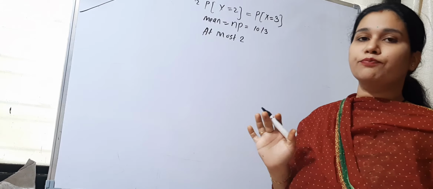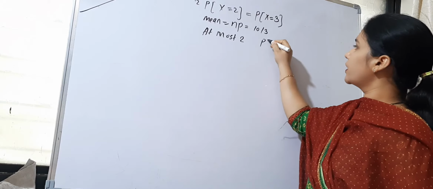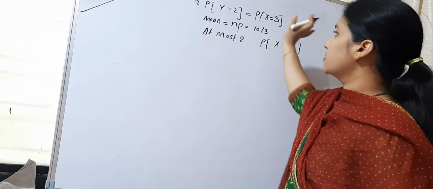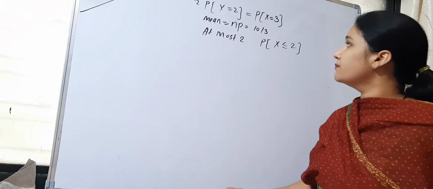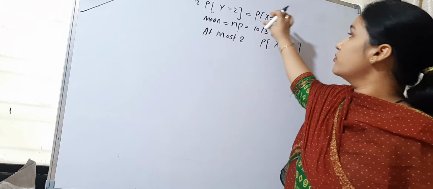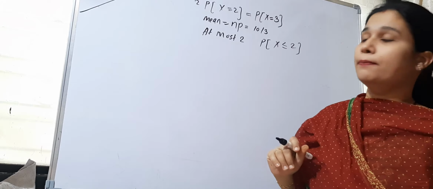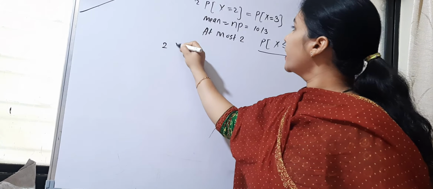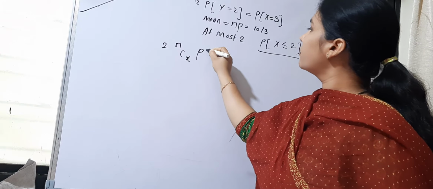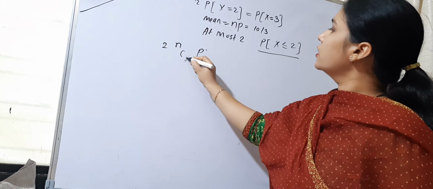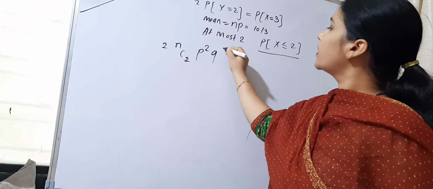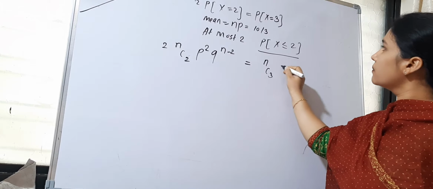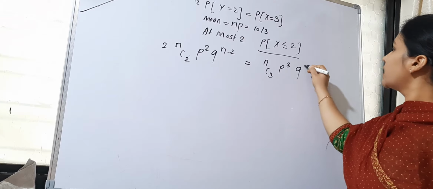It will not take the values more than 2, means we have to find the probability of x is less than and equal to 2. And such relation is given, 2 times. So we need n, we need p. So by using these two relations we will find n and p, and then we will solve for this. So 2 into nCx p to the power x, the value of x is 2 here, p to the power 2, q to the power n minus 2 is equal to nC3 p to the power 3, q to the power n minus 3.